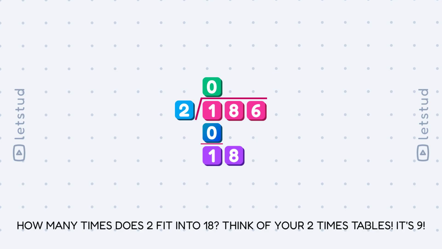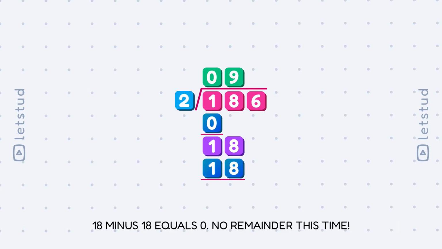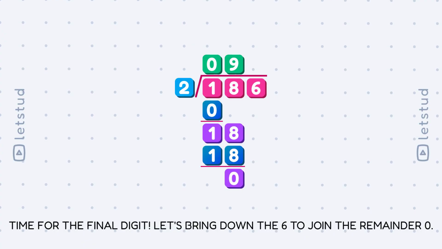Think of your 2 times tables, it's 9. Let's check, 9 times 2 is 18, perfect. 18 minus 18 equals 0, no remainder this time. Woohoo, you're crushing it, that 9 is looking great in our answer. Time for the final digit, let's bring down the 6 to join the remainder 0.